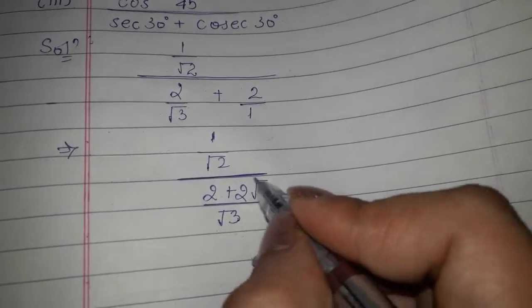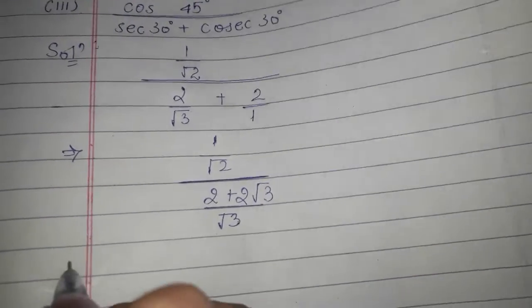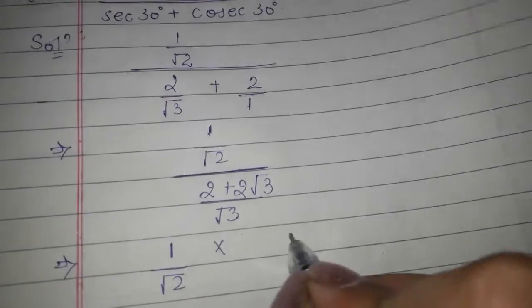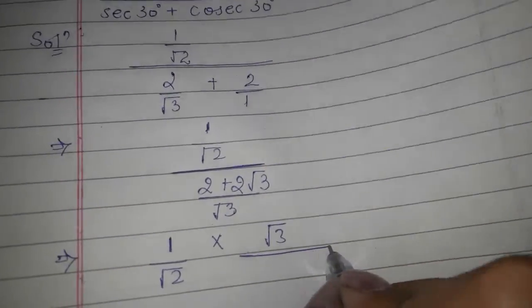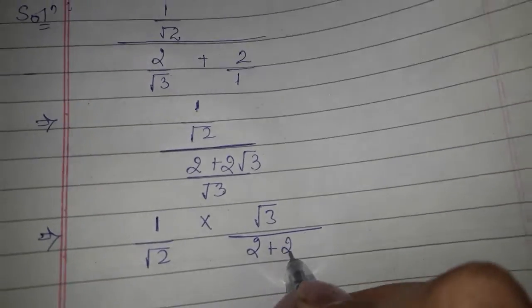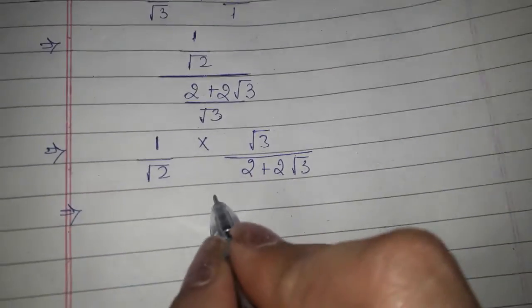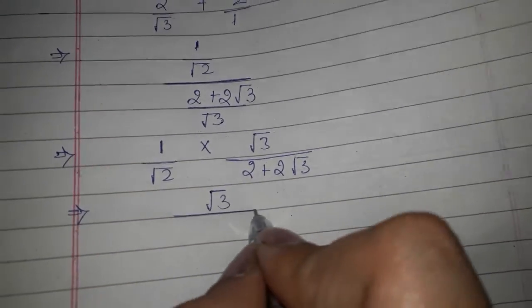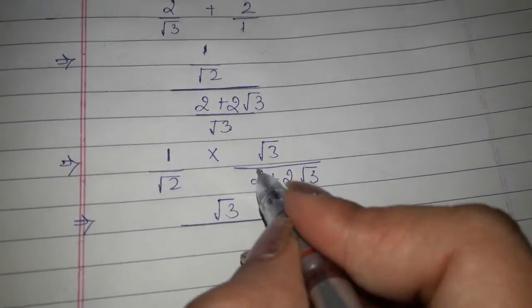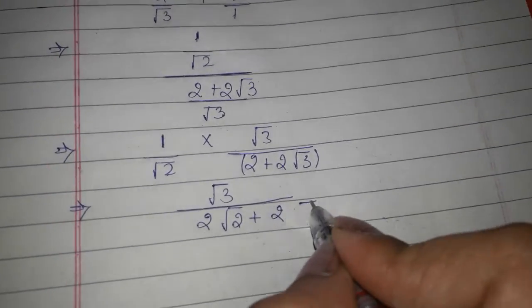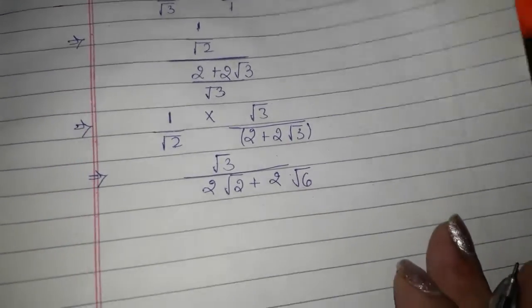Now we have to reciprocate this term. 1 by root 2 into root 3 upon 2 plus 2 root 3. Now we have to multiply both the numerators and both the denominators. 1 into root 3 will become root 3 upon, when we multiply this root 2 by this bracket, we will get 2 root 2 plus 2 into root 3 into root 2 will be 2 root 6.